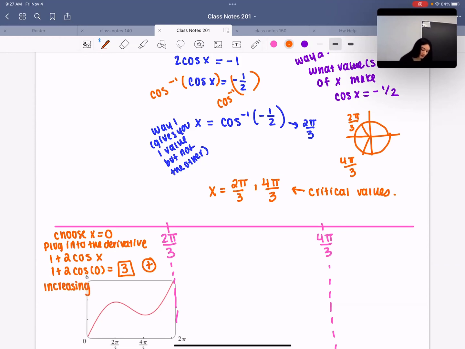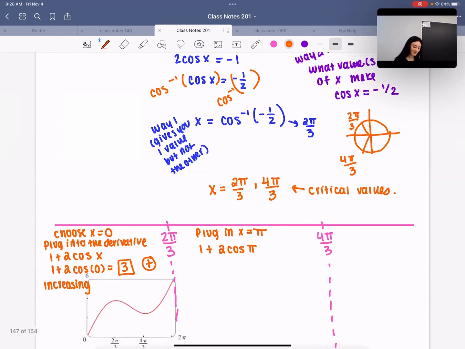Can someone give me a number in between 2 pi over 3 and 4 pi over 3? Pi. Pi is a good number. See, those are the numbers I like, the ones that are easy to plug in. You might have to pay me a little bit extra to plug in weird ones. Let's plug in x equals pi. We're plugging this into the derivative. So I'm going to do 1 plus 2 cosine of pi. What's cosine of pi?